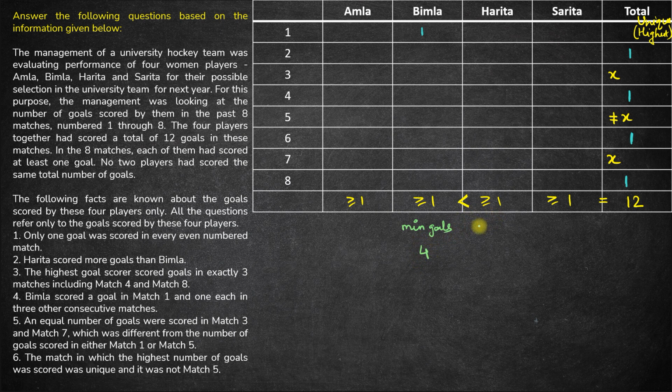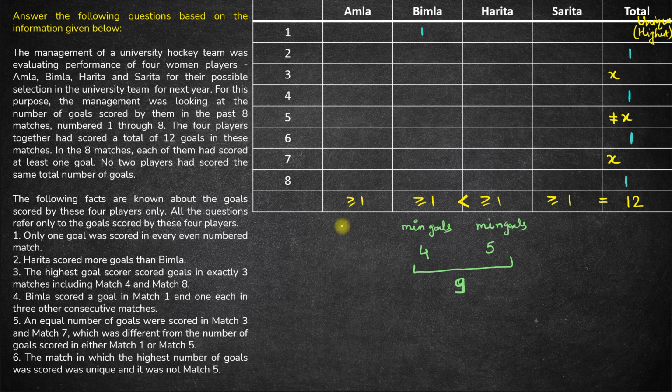If this is the minimum value for Bimla and we know Harita scored more goals than Bimla, then the minimum goals that Harita could have scored is 5. So together Bimla and Harita score a minimum of 9 goals, right? And the total goals is 12. So we are now left with 3 goals.